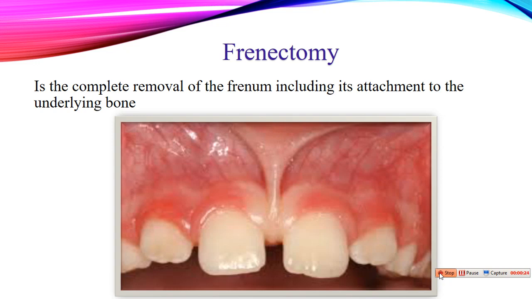As we know, the frenum is the mucous fold that connects the lip and cheek to the attached gingiva, alveolar mucosa, and also the periosteum. So when, for any reason, the frenum's attachment is high and causes a diastema between the teeth, as seen in this picture, we need to remove the frenum. Frenectomy means complete removal of the frenum including its attachment to the underlying bone.